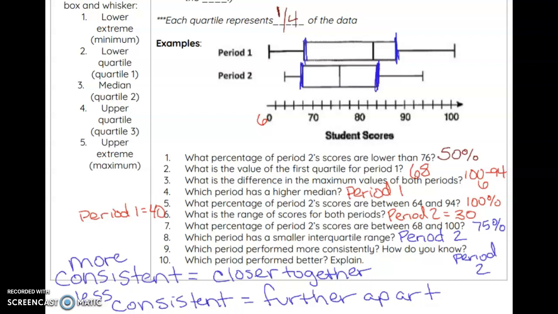So now you're going to look at your class kick and you'll answer some questions very similar to this about other box and whisker plots.